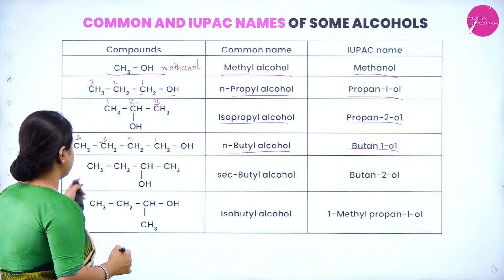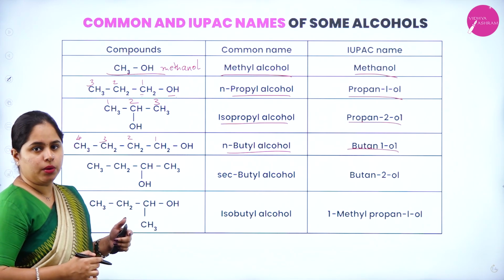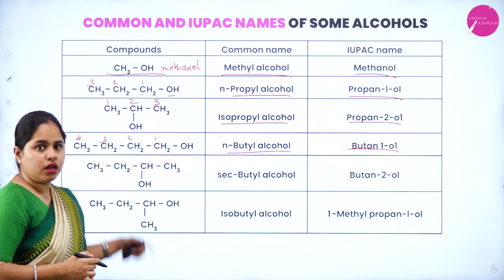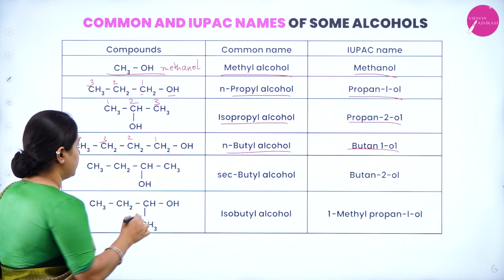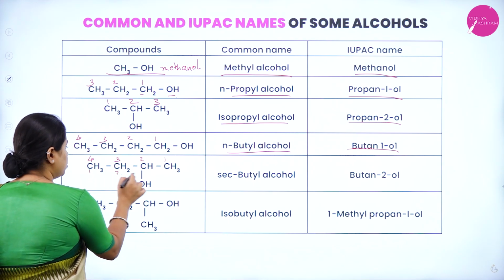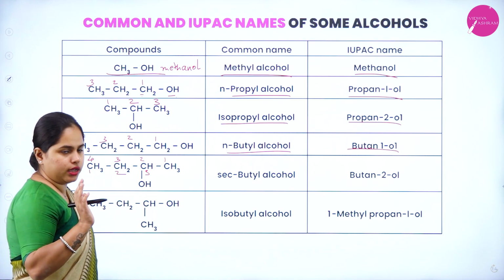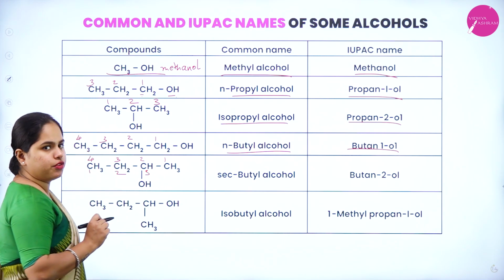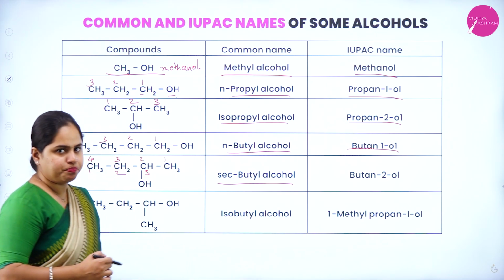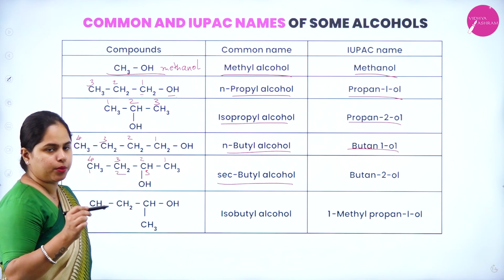Moving on to the next one, CH3, CH2, CHOH, CH3. So from which side do I have to number? From this side, right? Because then only the carbon atom having the hydroxyl group will get the least number. So 1, 2, 3 and 4. If I number 1, 2, 3, then this carbon atom will get the third number. So that is not correct. That is why we have to number from this side. So what is the common name? It is secondary butyl alcohol, because this carbon atom is secondary.